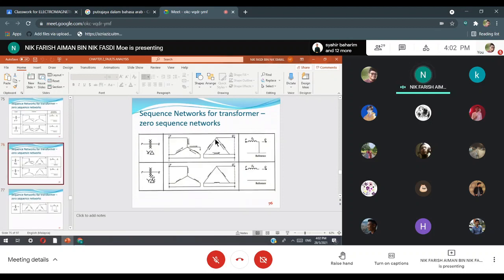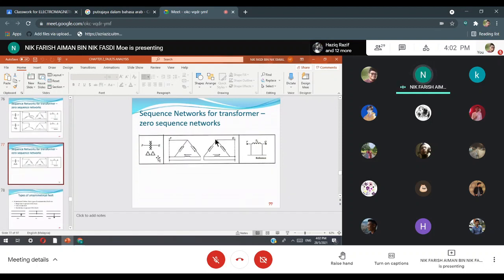The other one is the Y delta connection. This is Y, this is delta, and the Y has ground. So what is the effect of the ground? It has a delta connection. This is Y delta without the ground connection. And this is delta but also without ground.